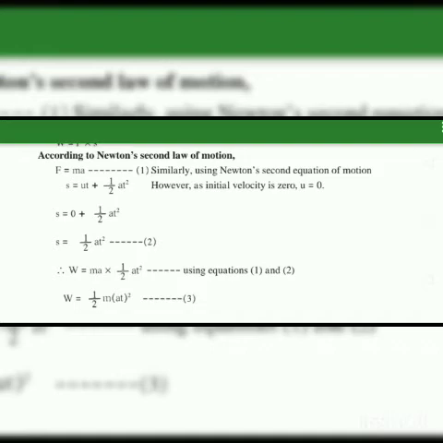So therefore, we know that W is equal to F into s. Now we will put the value of F and s in this formula. So what will we get? W is equal to ma into half at square, using equations 1 and 2. So multiply it. W is equal to half m in bracket (at) whole square. Here you can see a into a will become a square, and t square is already there. So in one bracket we will take at and give whole square. This is equation number 3.